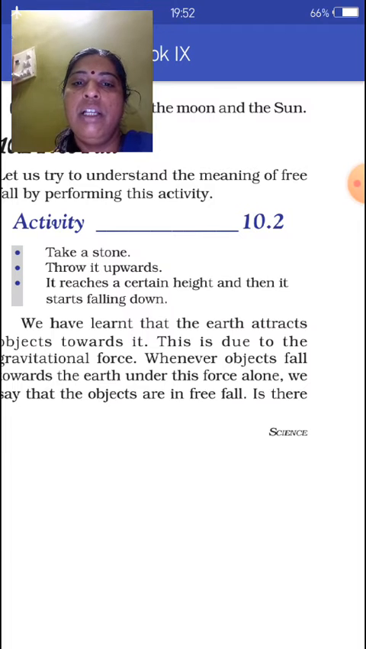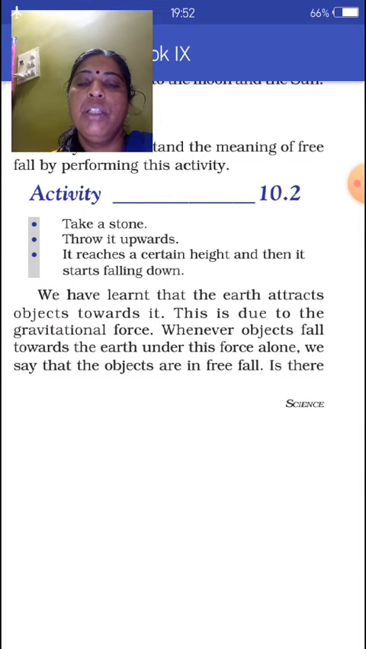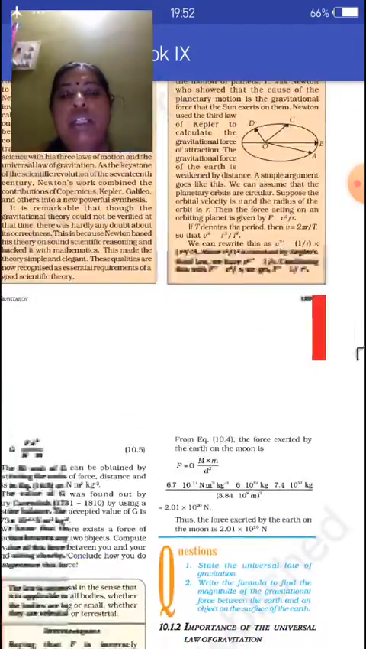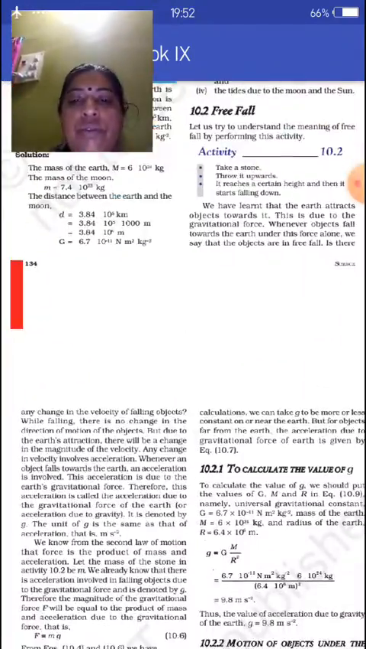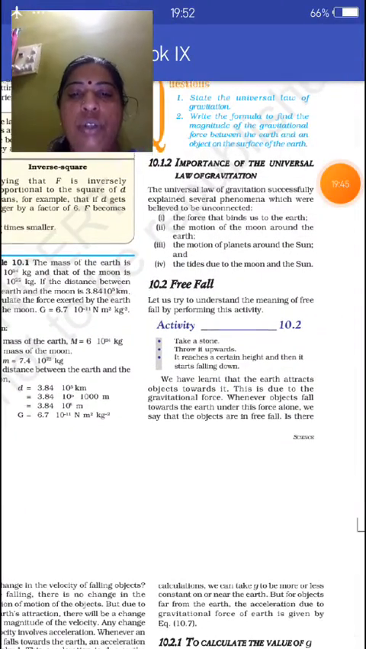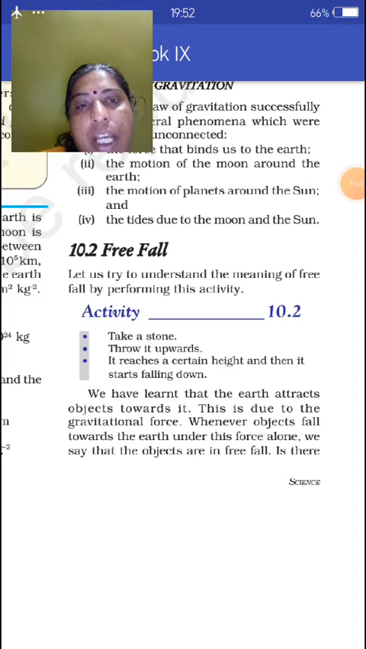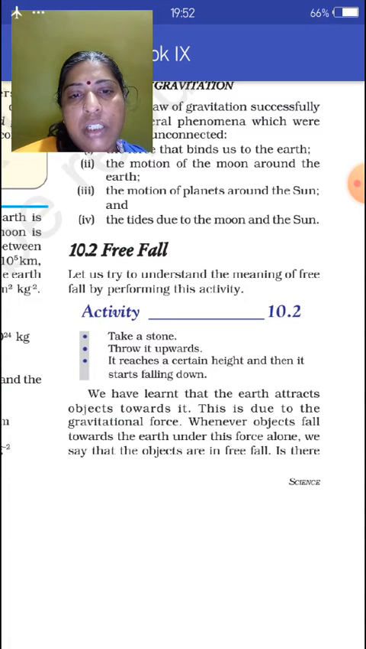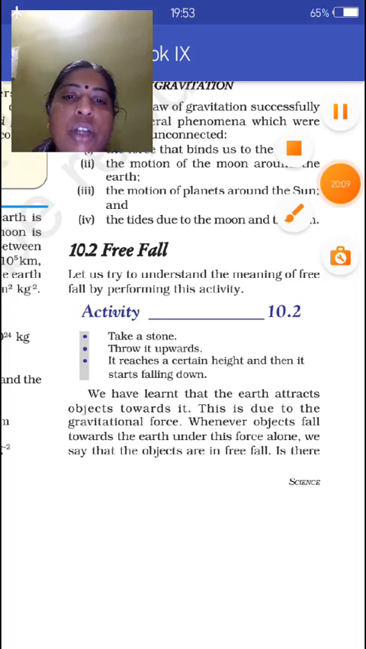That is free fall. We have learned that the earth attracts objects towards it. This is due to the gravitational force. Whenever objects fall towards the earth under this force alone, we say that the objects are in free fall. The object is in free fall. This is the definition of free fall.